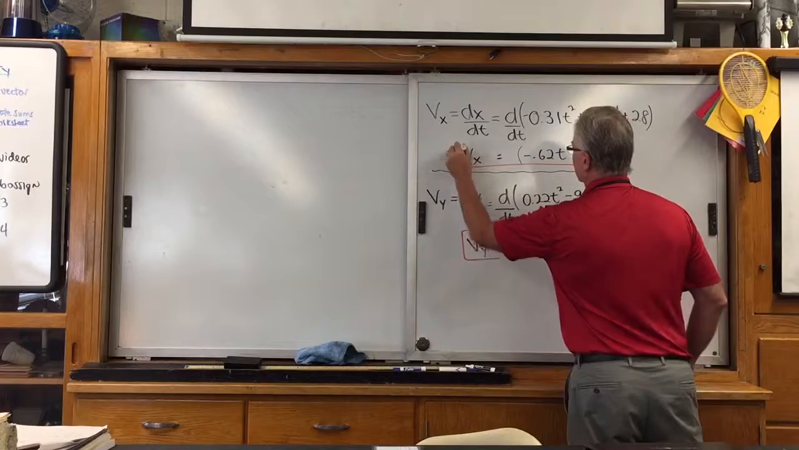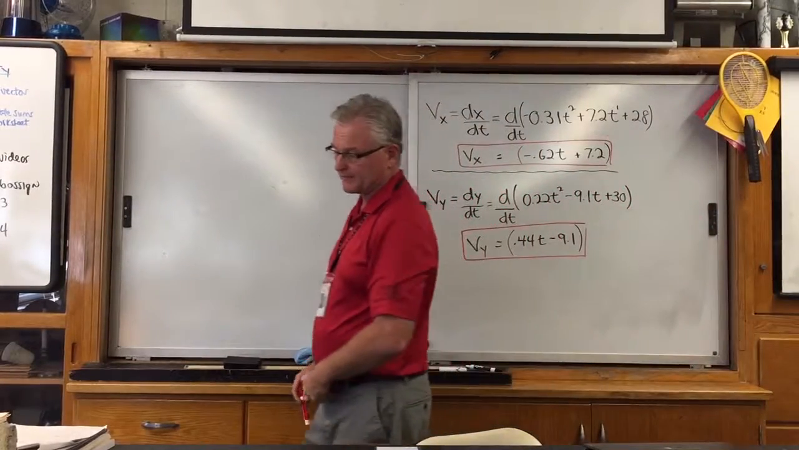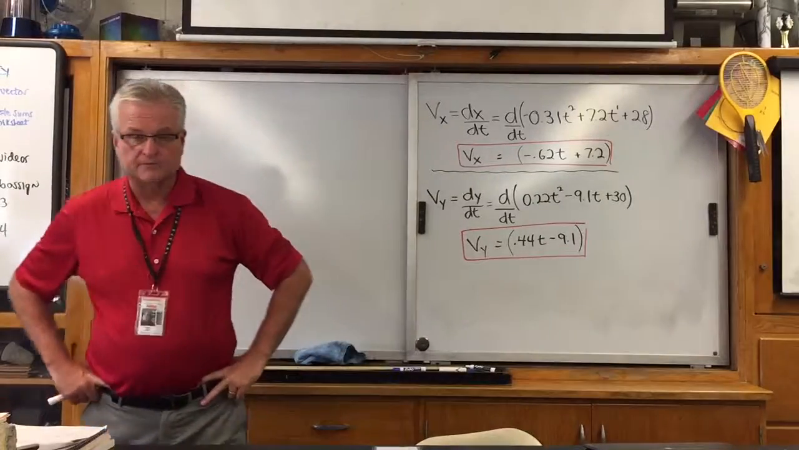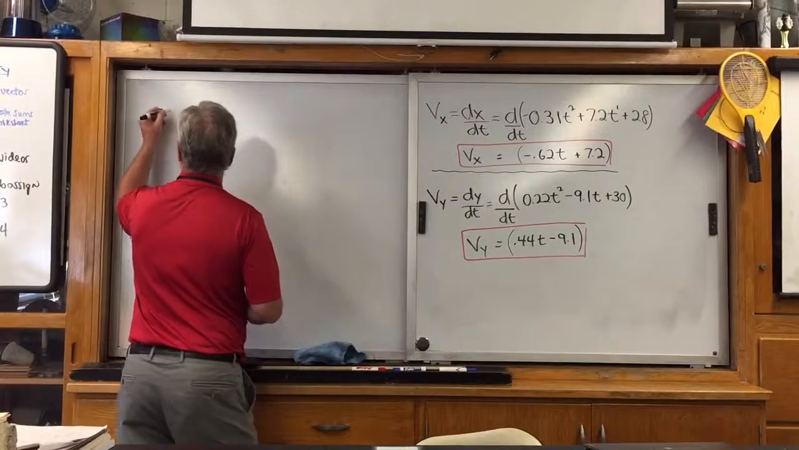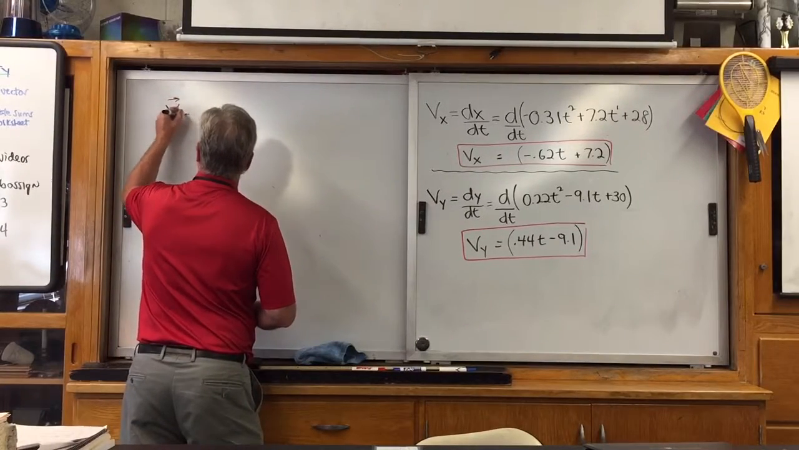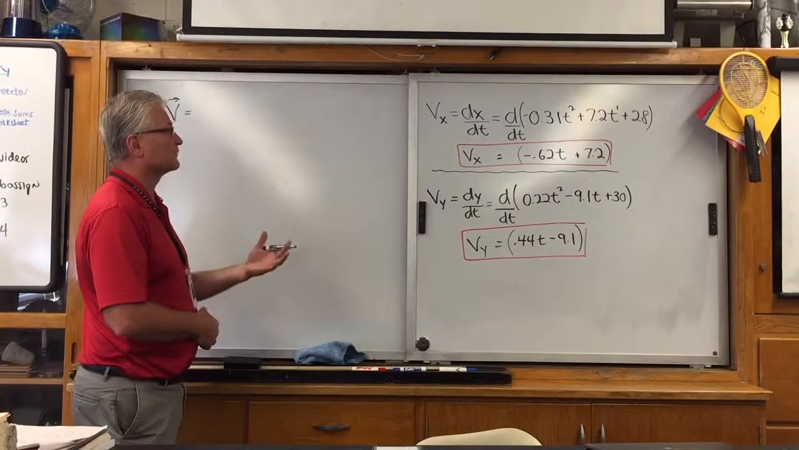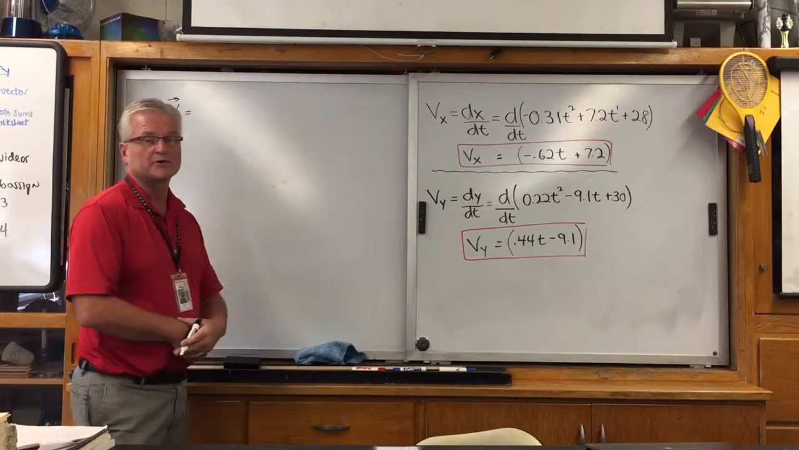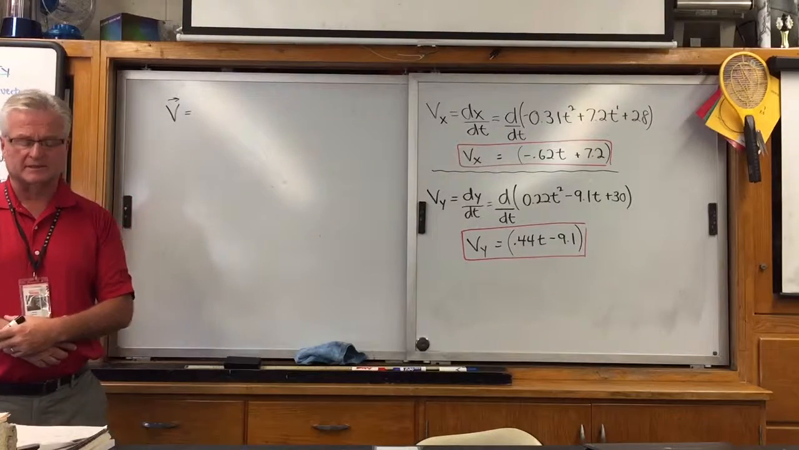And the same thing goes here. We've got a nice velocity in the x direction. So we can now figure out what the velocity is. Let's look at the velocity vector itself. We know that we've got a velocity of negative 0.62 t plus 7.2. Let's pick a time or whatever. We could actually figure out what the velocity is.